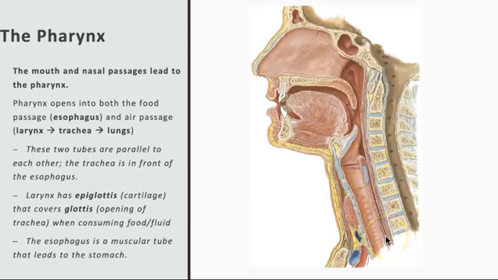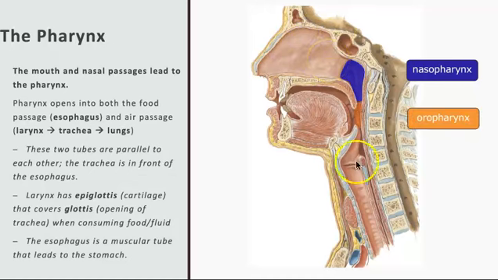So we really have 2 openings from the pharynx inferiorly or below it. So let's start off. I just want to describe these areas of the pharynx. This in blue is called our nasopharynx. It is found posterior to the nasal cavity. And then we've got our oropharynx that is posterior to the oral cavity, and lastly our laryngopharynx that is posterior to the larynx.